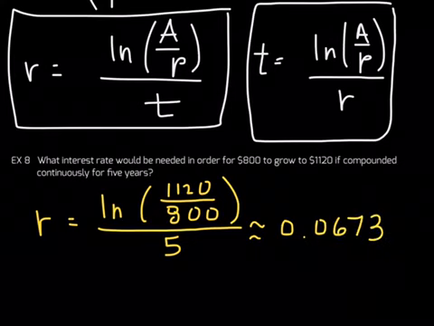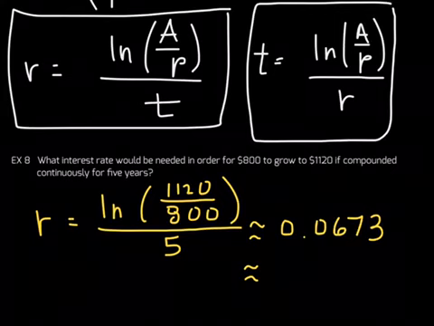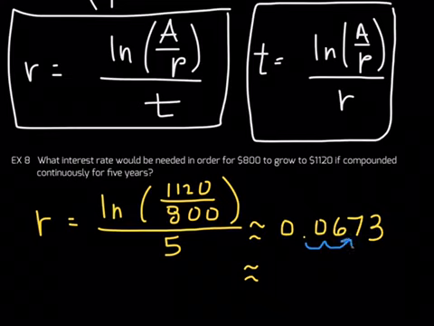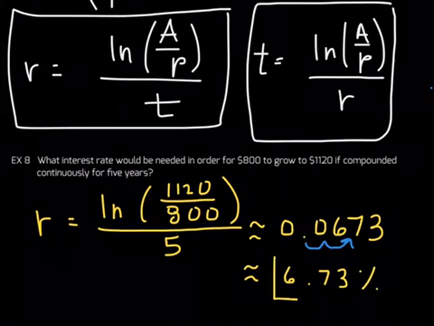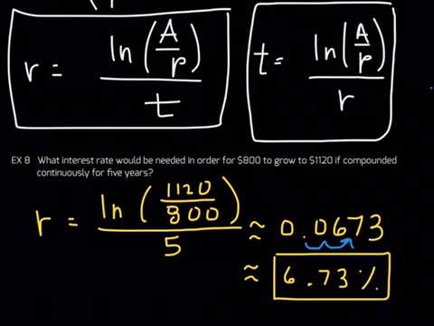Which, of course, we want to write our rates as a percentage. Whenever you change a decimal to a percentage, you just move the decimal twice to the right. So the final answer is approximately 6.73%. That's what the rate would have to be approximately. Okay, everybody, 6.73%. That was really cool, wasn't it? All right.